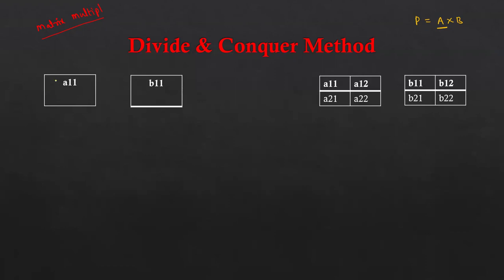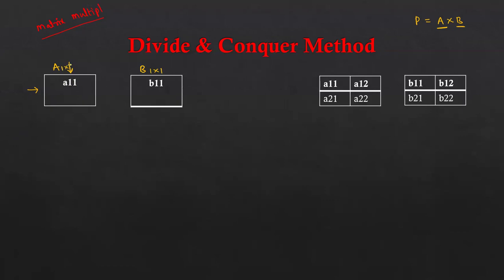If you observe this A11, this is matrix A, which contains only one row and only one column. So how many elements are present here? Only one element, the A11 element. Similarly, B is another matrix, and this B also has 1 by 1 size.